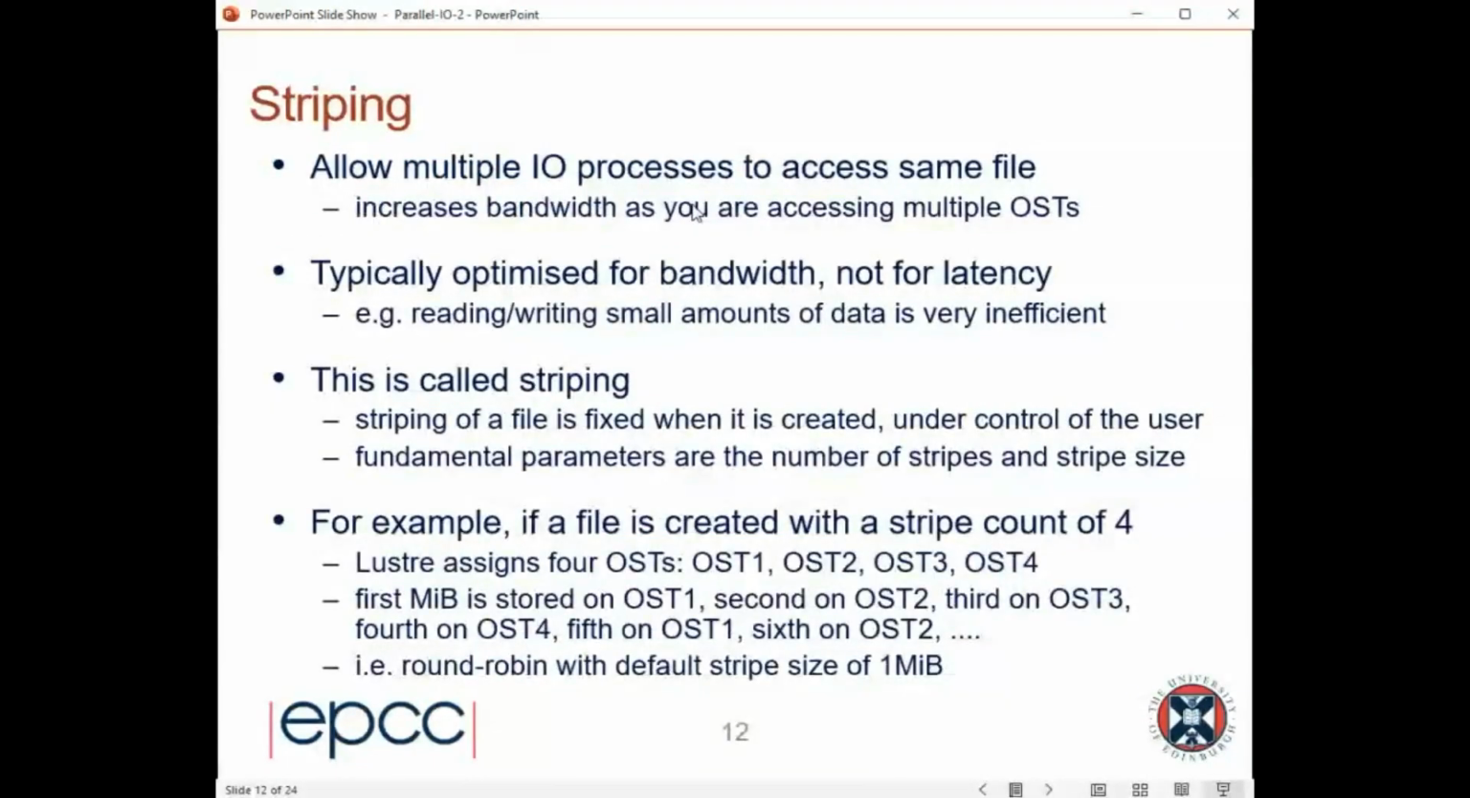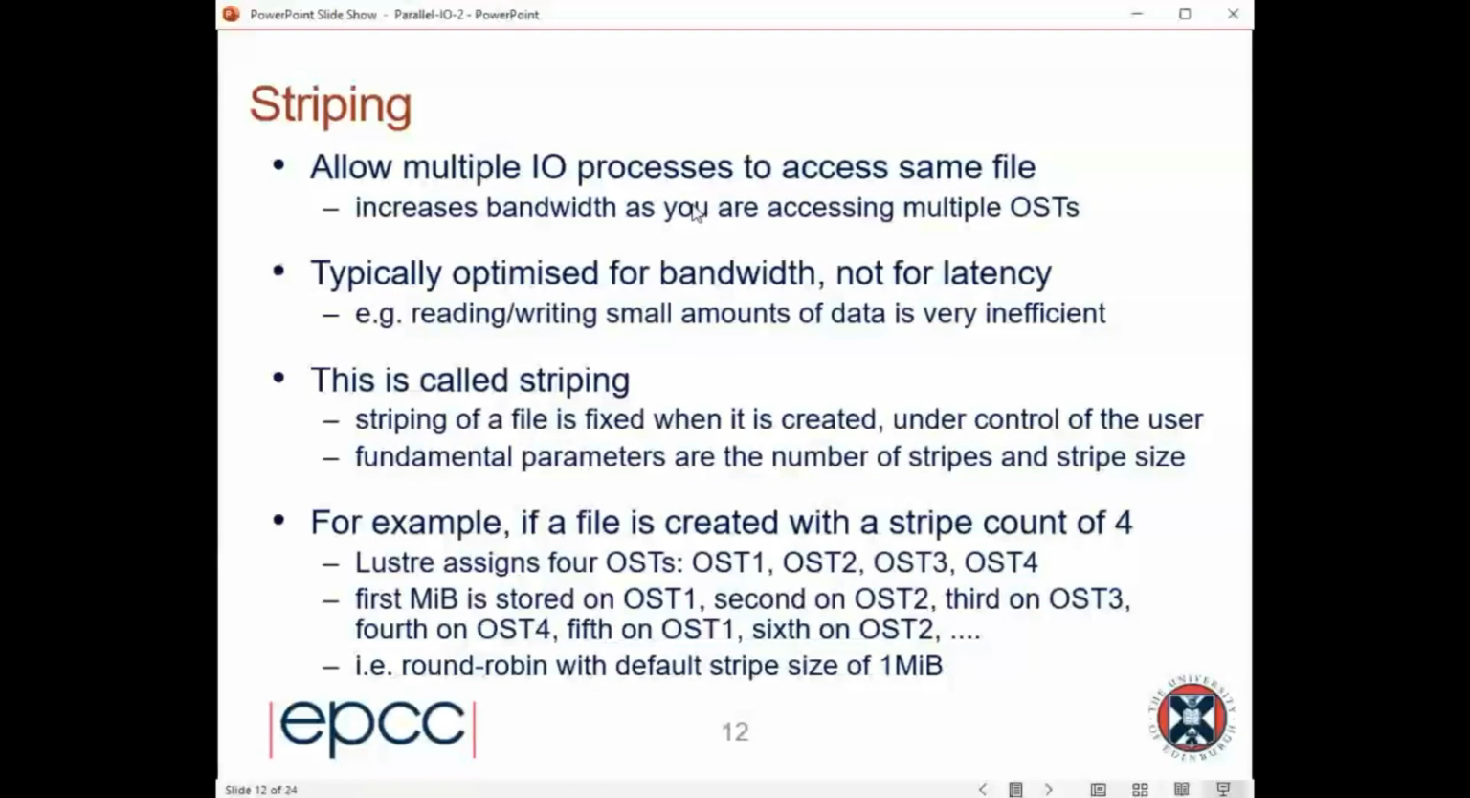Striping allows multiple I/O processes to access the same file, and it increases the bandwidth as you're accessing multiple OSTs. Again, like all of Lustre, this is optimized for bandwidth, not latency. Reading and writing small amounts of data is very inefficient. It's already inefficient on a single disk.